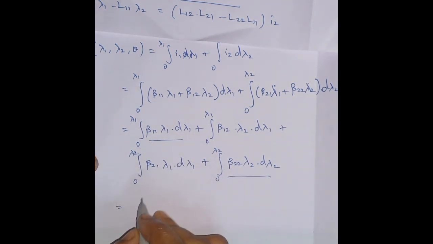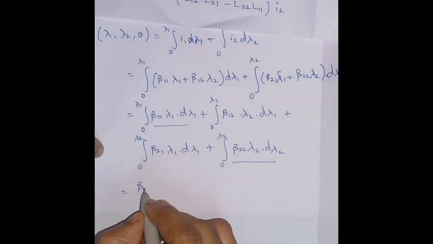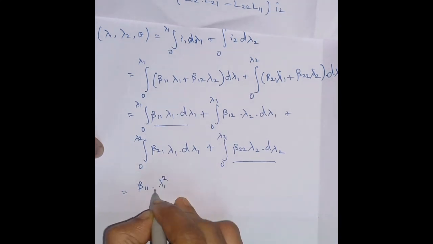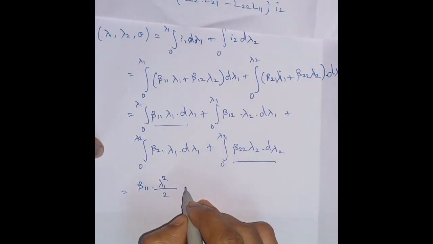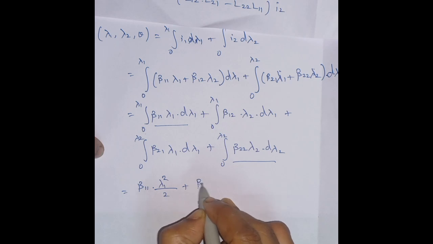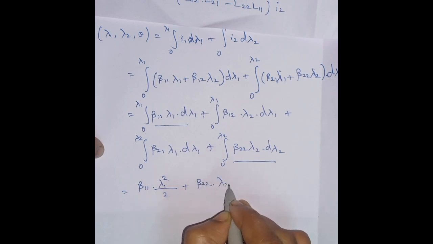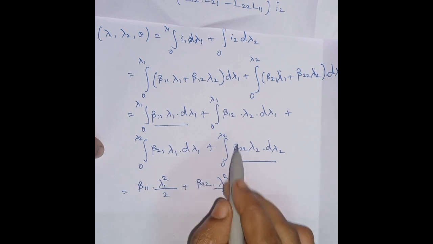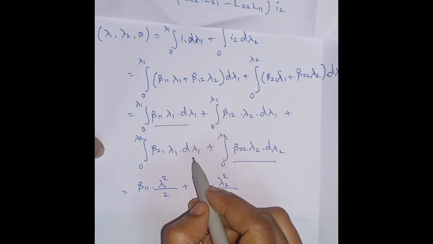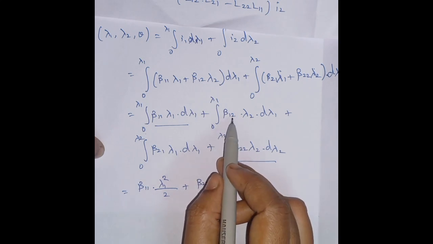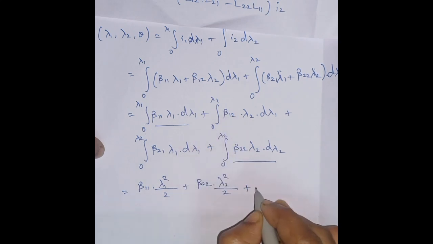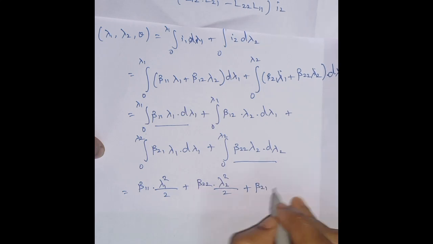How can I do it? Beta 11 lambda 1 square by 2, correct? For this one, beta 22 lambda 2 square by 2, correct? For the second and third components, beta 12 and beta 21 are common, correct? So shall we take beta 21 or 12?